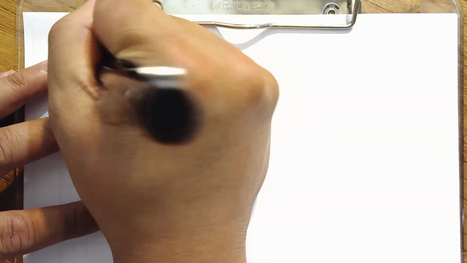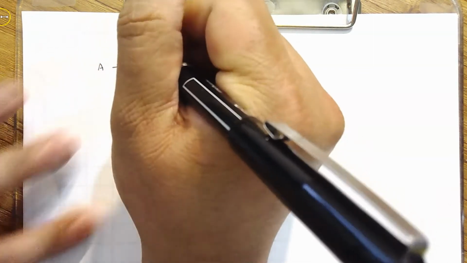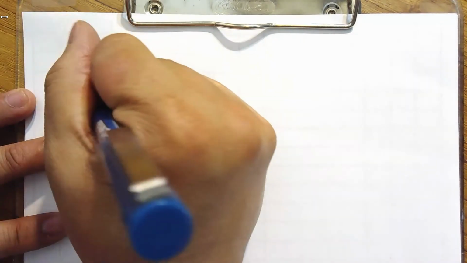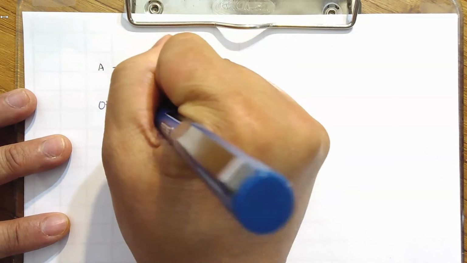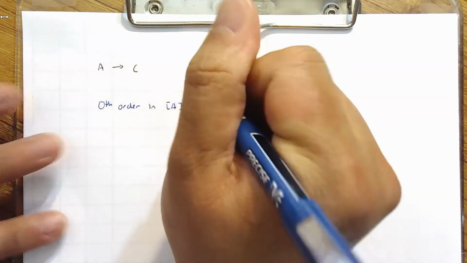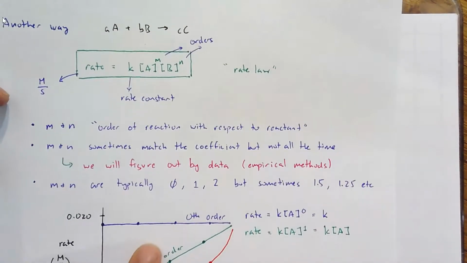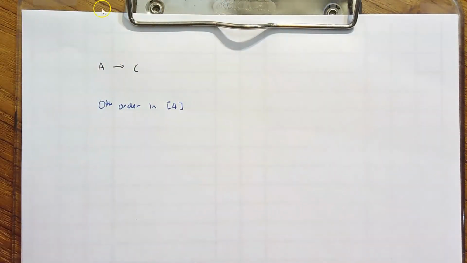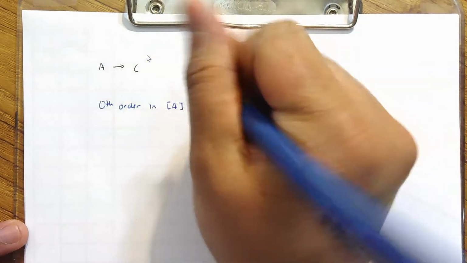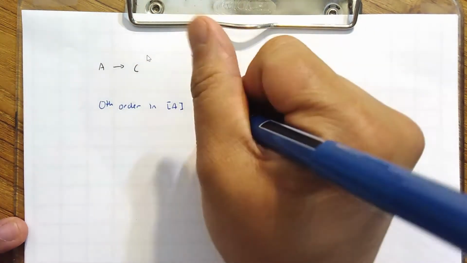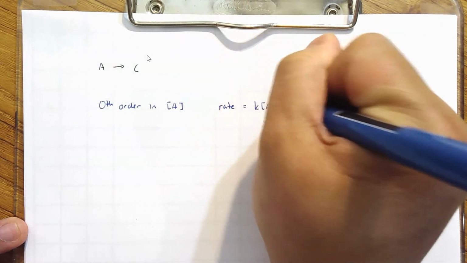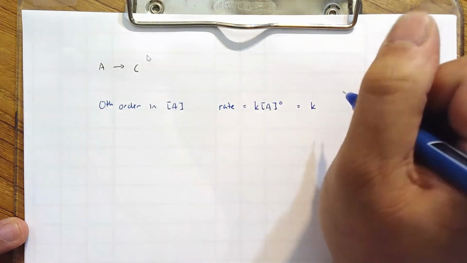Let's use the very simple equation A goes to C again. And let's focus on what does it really mean to be 0th order in the reactant A. So it's this line right there. Well, okay, we have the rate equal to k[A] to the 0, and again, we have it as k.